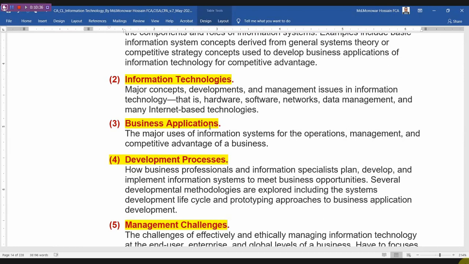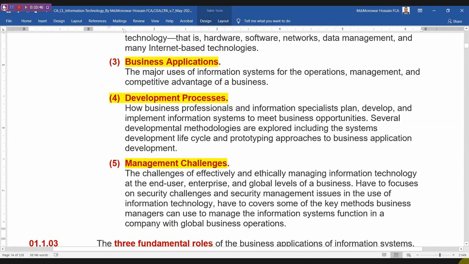Business applications are the major uses of information systems for the operation, management, and competitive advantage of a business, which should align with the information technology. Development process is how business professionals plan, develop, and implement information systems to meet business opportunities, using several development technologies. Right now, in this COVID situation, there is a lot of software and home-based delivery, for example Food Panda, and other different types of working. E-commerce and e-business are hugely growing, with people doing business through information technology. It is one kind of development process we need.